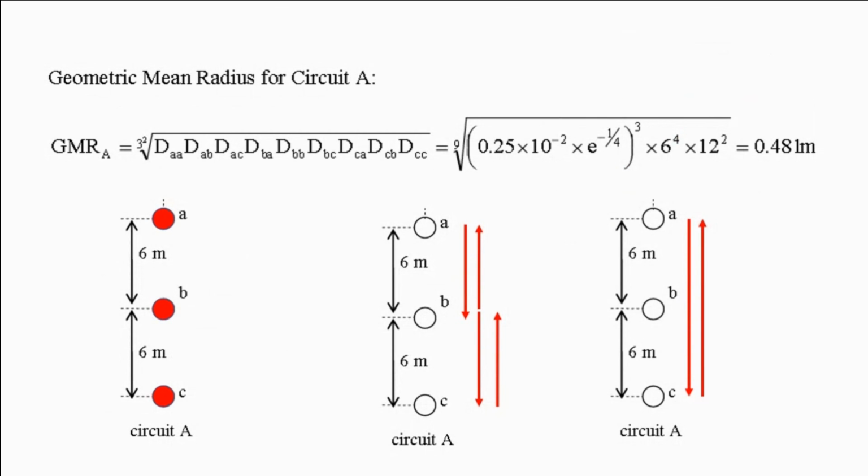Now, I have two things, geometric mean distance and geometric mean radius. I will switch to the radius. I want to get the radius. And the distance, as you saw, you are multiplying the number of conductors here with the number of conductors here, you get the total number of spacings. So 3 by 2, you have 6 spacings. You're multiplying 6 spacings with each other to get the geometric mean distance.